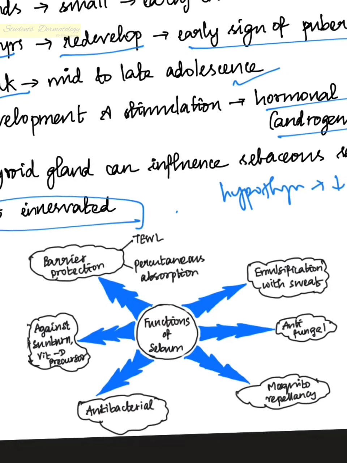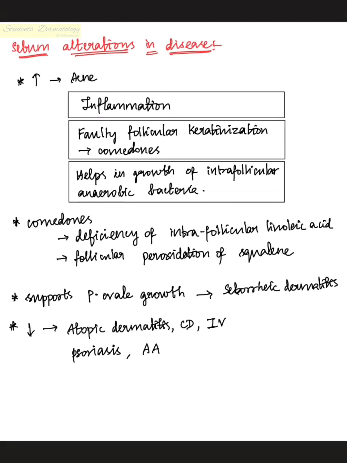So next, here are some of the functions of sebum. Number one, it plays an important role in barrier protection. By barrier protection, it helps in the regulation of transepidermal water loss and percutaneous absorption. Number two, it emulsifies with eccrine sweat. Number three, it is antifungal by its fungistatic action, and also it is bacteriostatic, hence it is antibacterial, and then it is found to act as a mosquito repellent also. Number six, it helps against sunburn and acts as a vitamin D precursor.